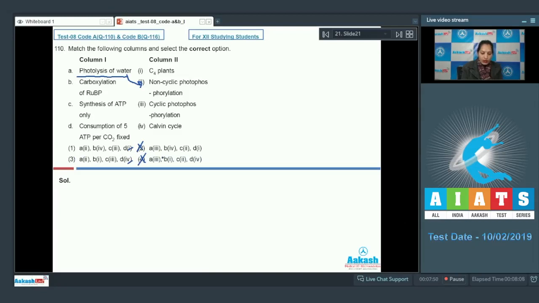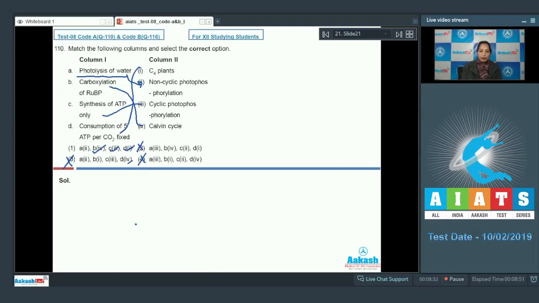Now B, carboxylation of RuBP takes place in the Calvin cycle. So B matches with fourth. Option number 3 is also ruled out as B matches with fourth in the first option only. Only ATP synthesis takes place in the cyclic photophosphorylation. In case of non-cyclic photophosphorylation, there is synthesis of ATP as well as NADPH also. So C matches with third, yes, and D, consumption of 5 ATP per CO2 fixed is the requirement in C4 plants. So D matches with the first.